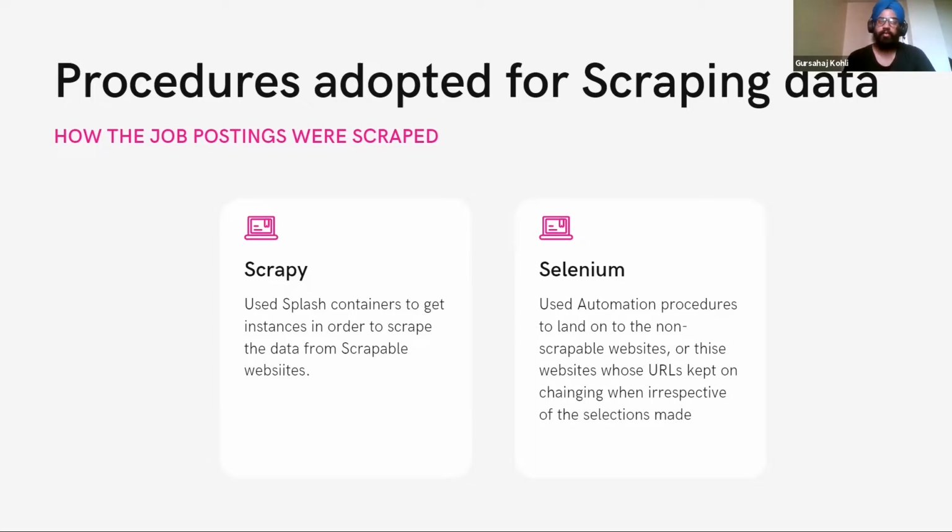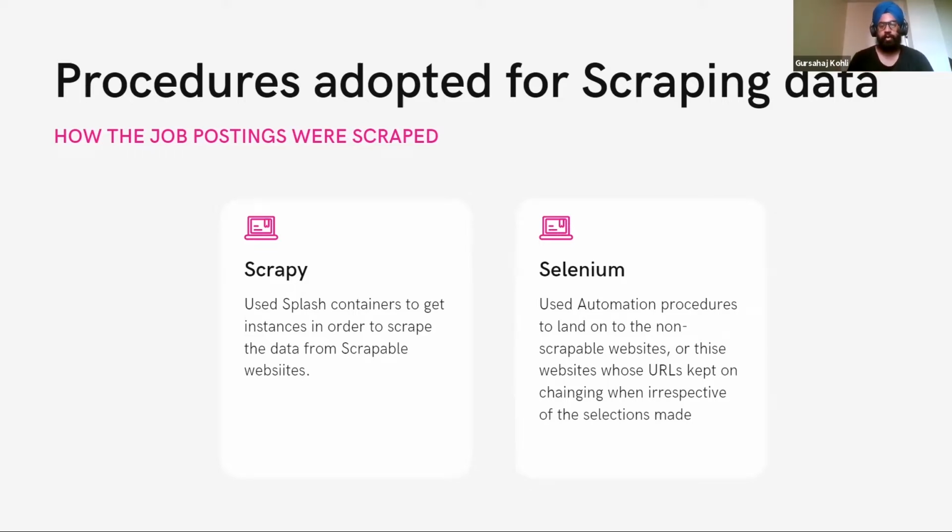The reason is because either they were on a different platform, and sometimes they had their own dynamic URLs. By dynamic URLs, I mean that even if we made the selections on the website, say if we wanted the jobs that are in Canada, in the particular domain related to machine learning and AI, we need to make the selections. So selections were made in real time, but they weren't appearing anywhere in the URL.